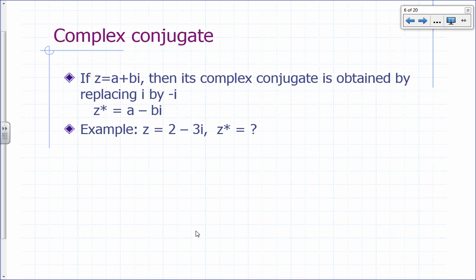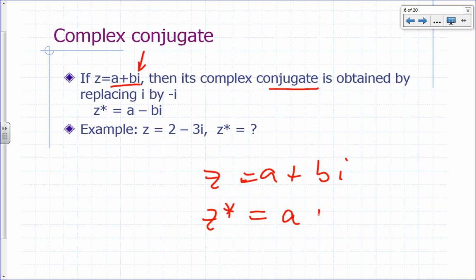Let's define complex conjugate. If z is a complex number given by a plus bi, then its complex conjugate is obtained by replacing i by -i. I represent the complex conjugate by z star. I simply replace i by -i. So that's going to be a plus b times -i, which is the same thing as a minus bi. So if z is 2 minus 3i, what is z star?